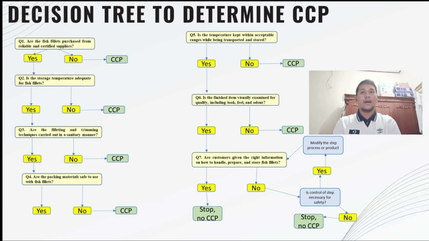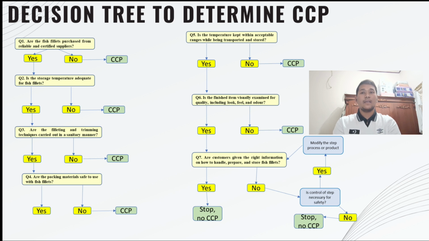For number 3, are the fillet and trimming processes performed hygienically? If yes, proceed to number 4. If no, implement corrective action to ensure hygienic practice. For number 4, is the packaging material clean and suitable for the fish fillet? If yes, proceed to number 6. If no, use appropriate packaging material or take corrective action.